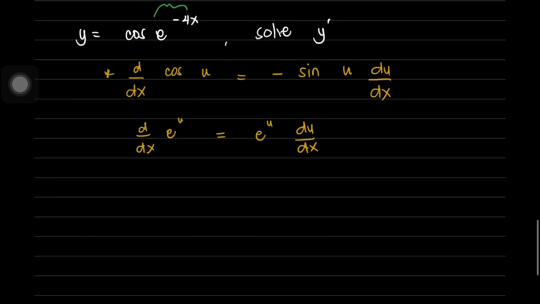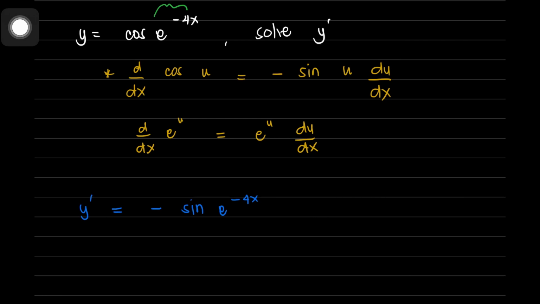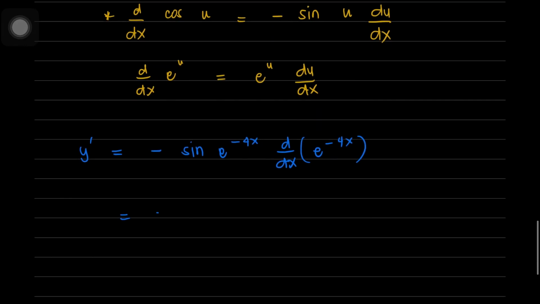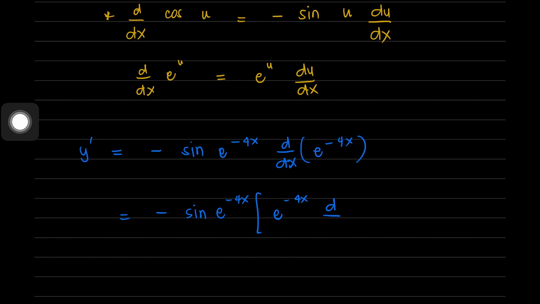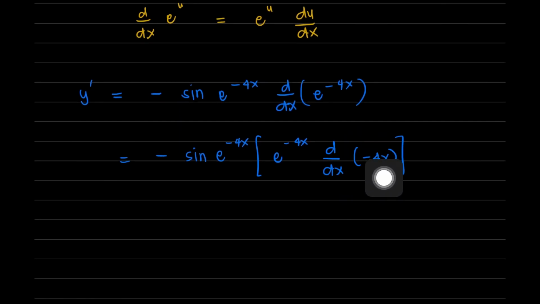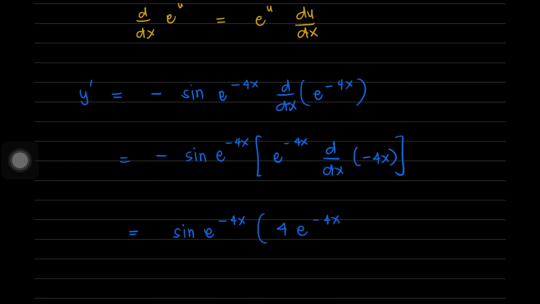Applying these formulas to solve for y prime, this would now be equal to negative sine of u, and since u is e raised to negative 4x, that would be negative sine of e raised to negative 4x, multiplied by the derivative with respect to x of e raised to negative 4x. So we apply this formula, which gives us e raised to negative 4x multiplied by the derivative with respect to x of negative 4x. And the derivative of negative 4x is negative 4, multiplied by the negative sign, so this is equal to positive sine of e raised to negative 4x multiplied by 4 e raised to negative 4x.